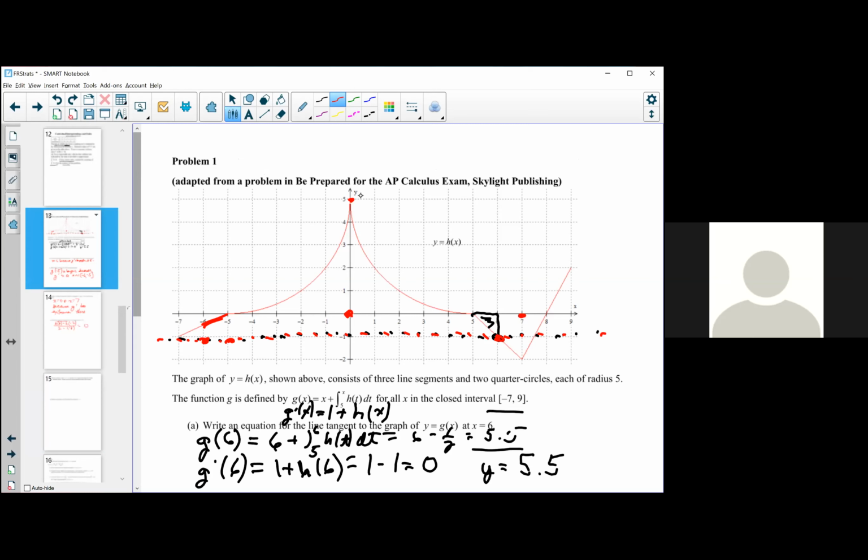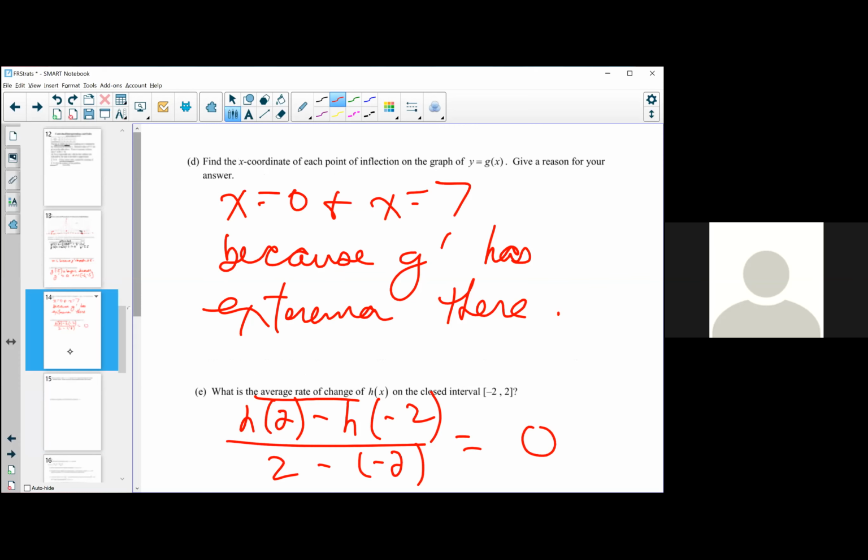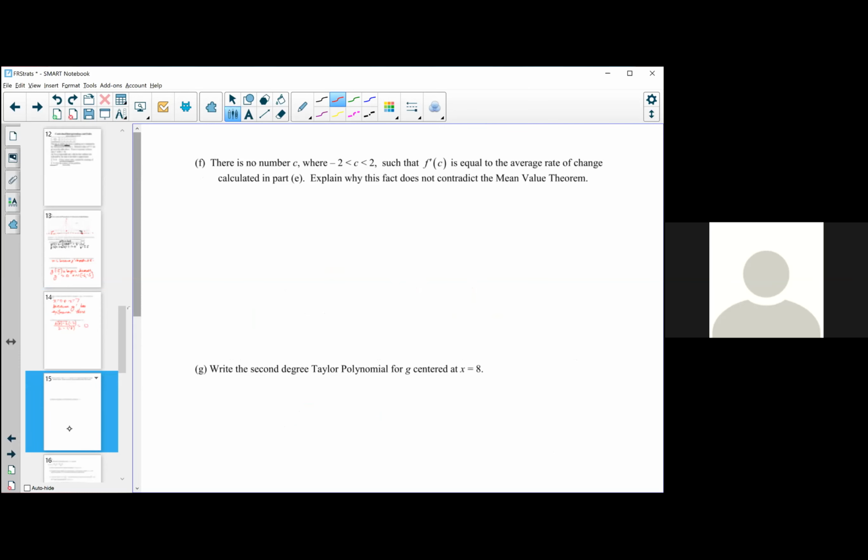It would approach infinity because the change in x is going to be going to 0. At any rate, we don't violate the mean value theorem because we don't meet the hypothesis of the mean value theorem.